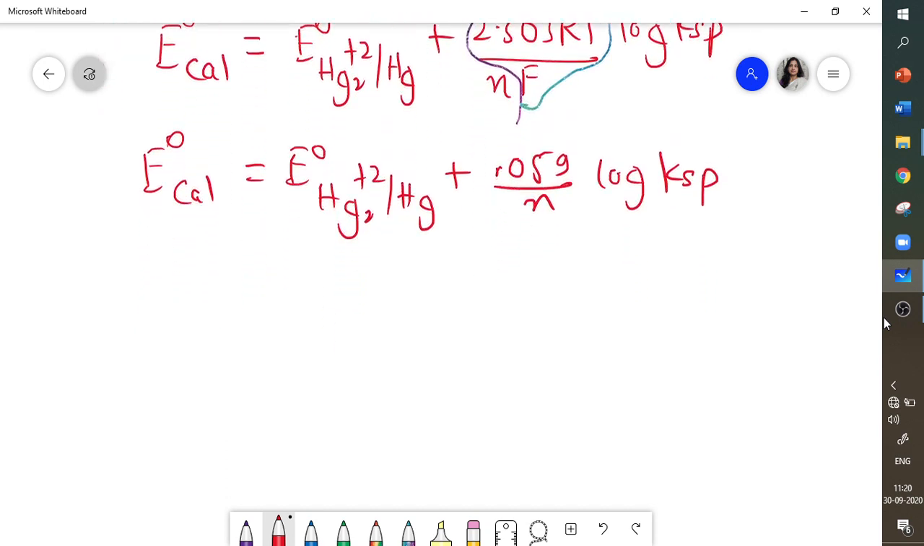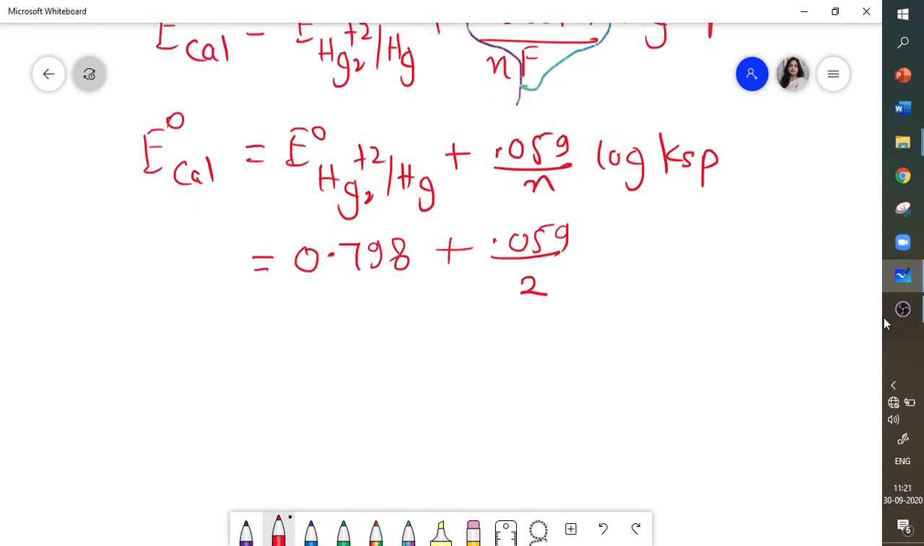Now this value is 0.798. You can see this from any table in the NCERT or any other reference book on the net. This is the standard reduction potential of Hg2 2+ ion to mercury, plus 0.059 upon 2, the number of electrons. n is the number of electrons transferred.